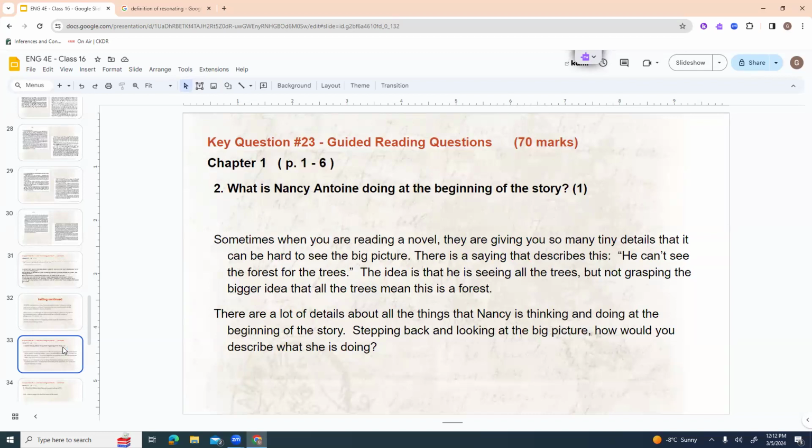Okay, this is kind of a tougher question than it looks like. What is Nancy Antoine doing at the beginning of the story? Sometimes when you're reading a novel, they're giving you so many tiny details that it can be hard to see the big picture. There's a saying that describes this. He can't see the forest for the trees. The idea is that the person is seeing all the trees, but not getting the bigger idea that all the trees mean this is a forest. There are a lot of details, but all the things that Nancy is thinking and doing at the beginning of the story. Stepping back and looking at the big picture, how would you describe what she is doing?